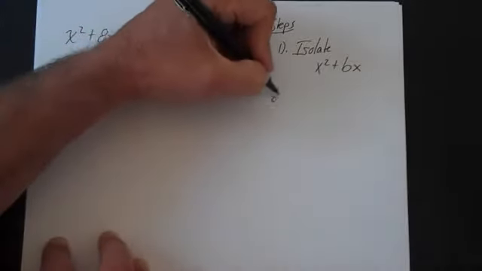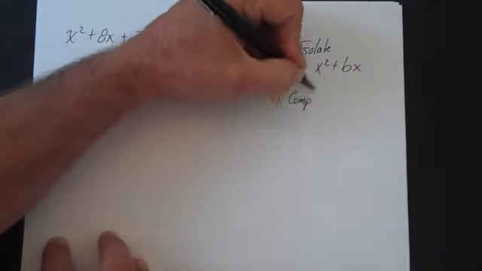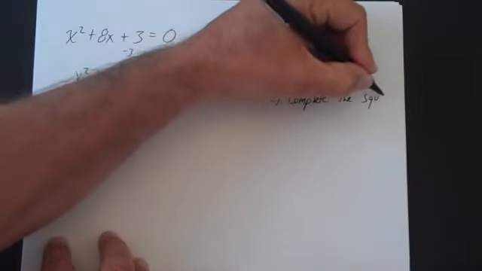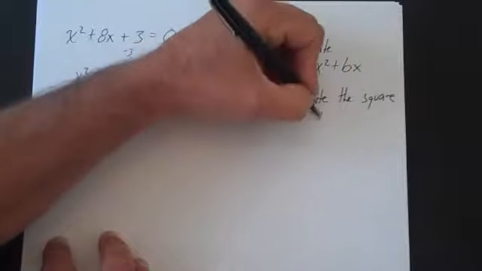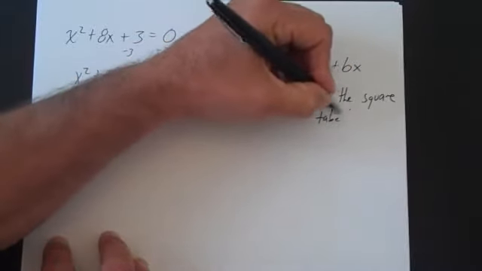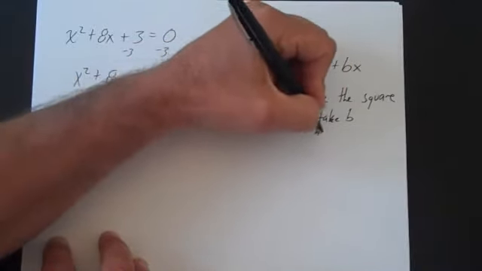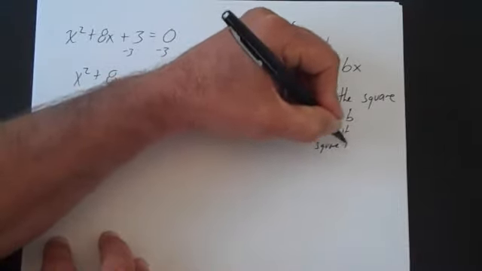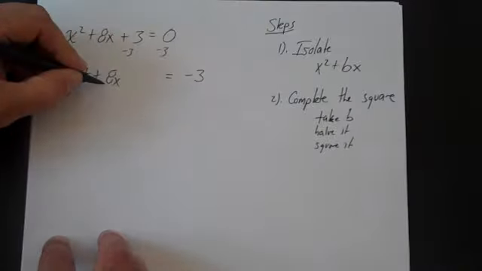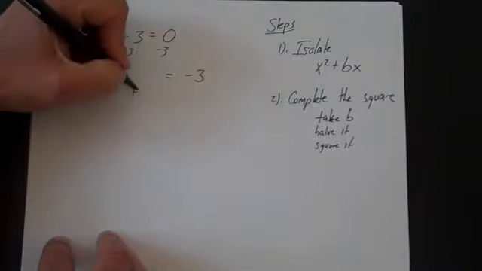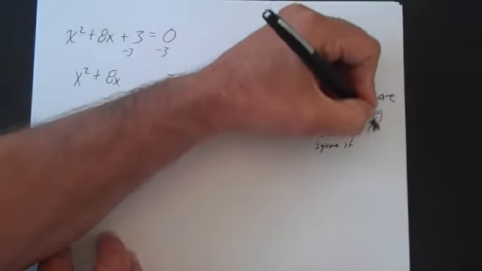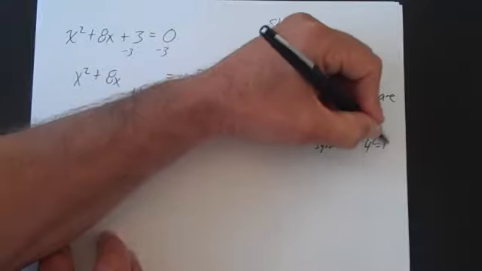So then what you want to do is complete the square. And what I mean by completing the square is take b, half it, and square it. So in this case, we're going to take b as 8, half it, that's 4, square it, that's 16. So we're going to add 16 to this side. So that's 8, and then half it is 4, and then 4 squared is 16.